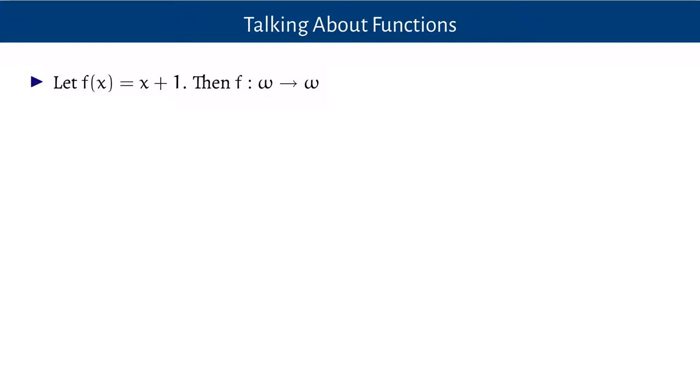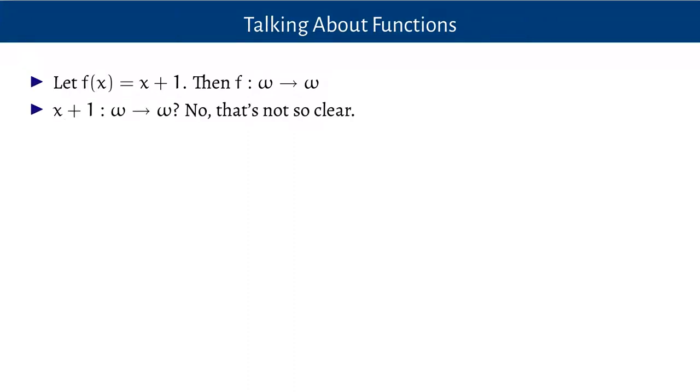So first we need to be a little bit more sharp and precise when it comes to how we talk about functions. We've already seen this sort of notation. The function f is a function from numbers to numbers. In this case, f of x takes the input x and returns x plus 1. So this is the function that when given 1, returns 2, when given 2, returns 3, etc.